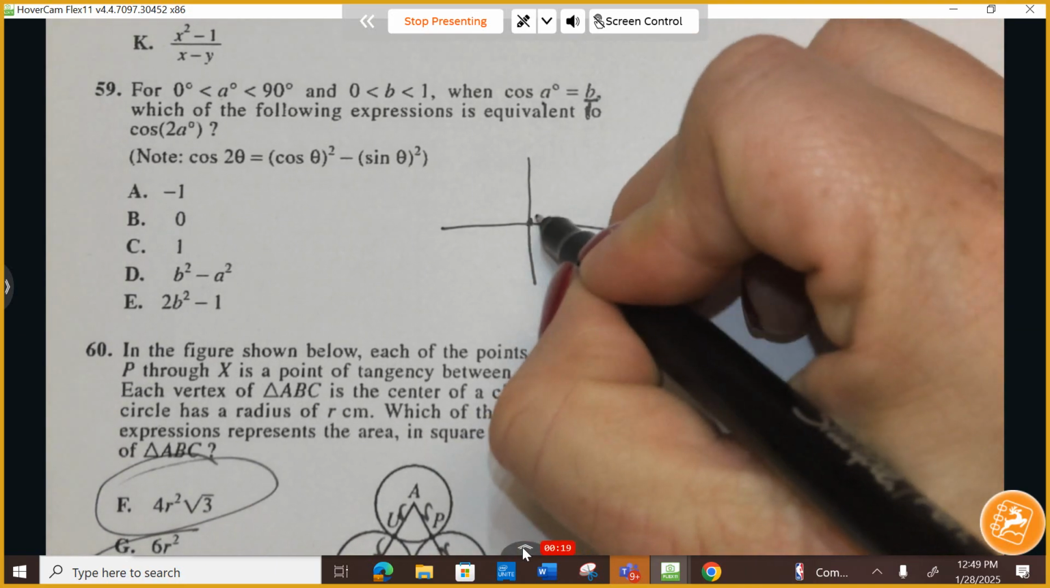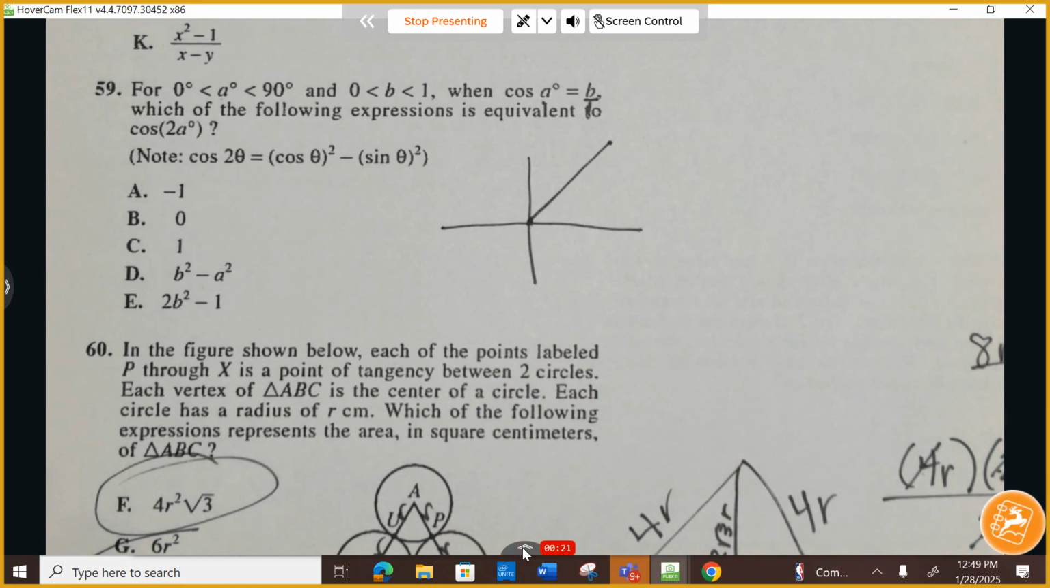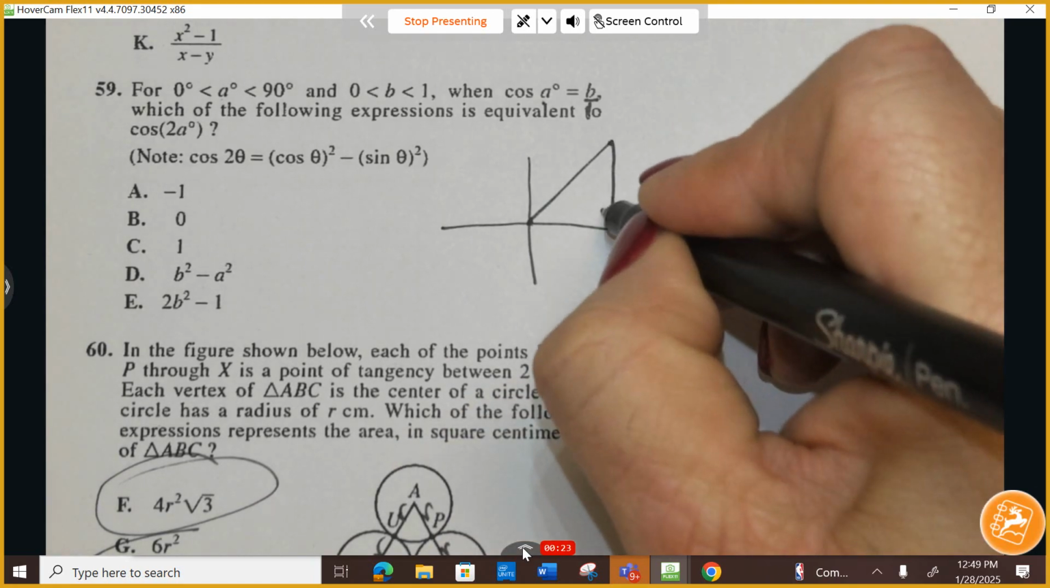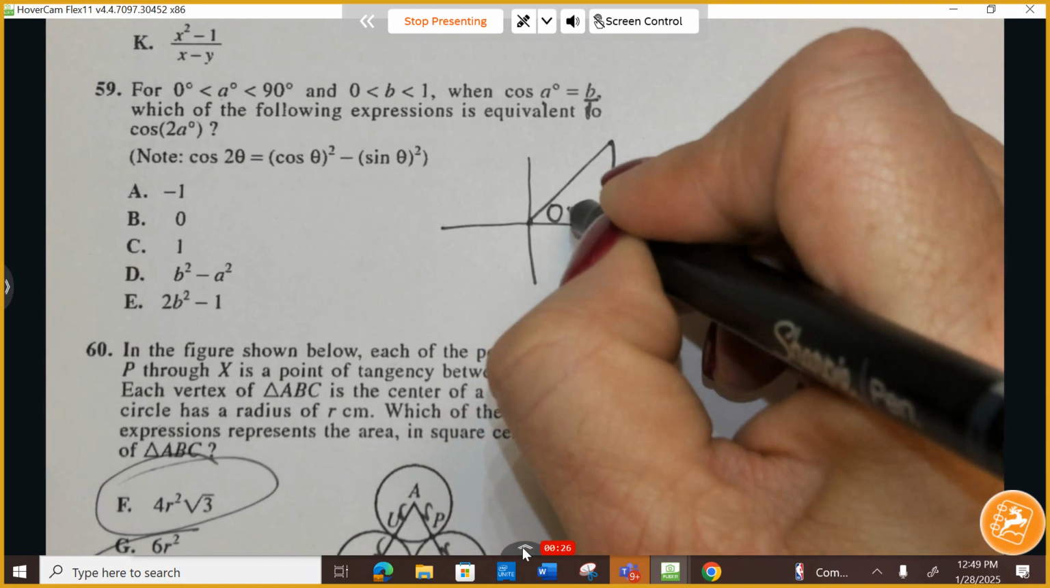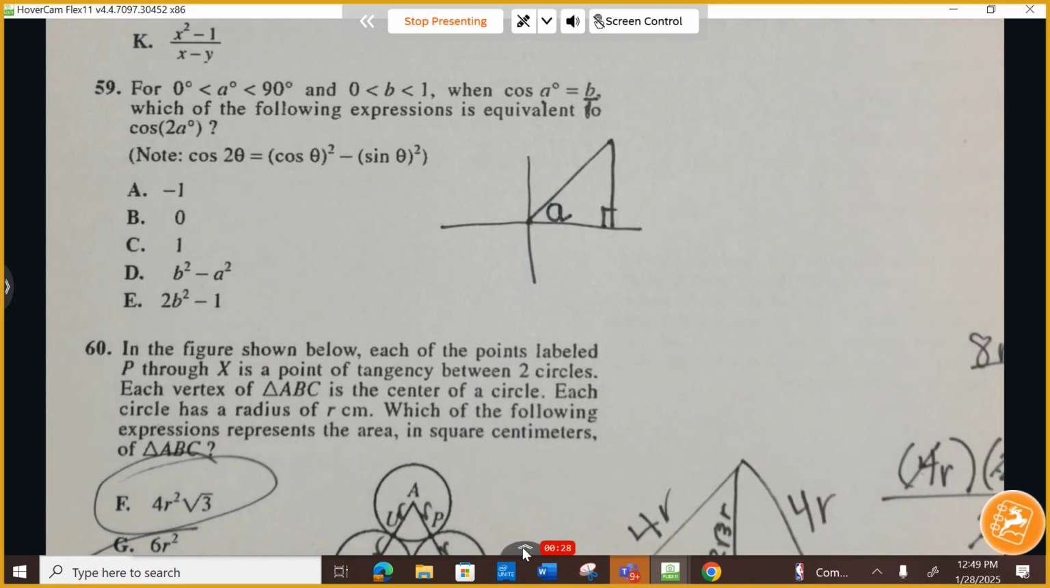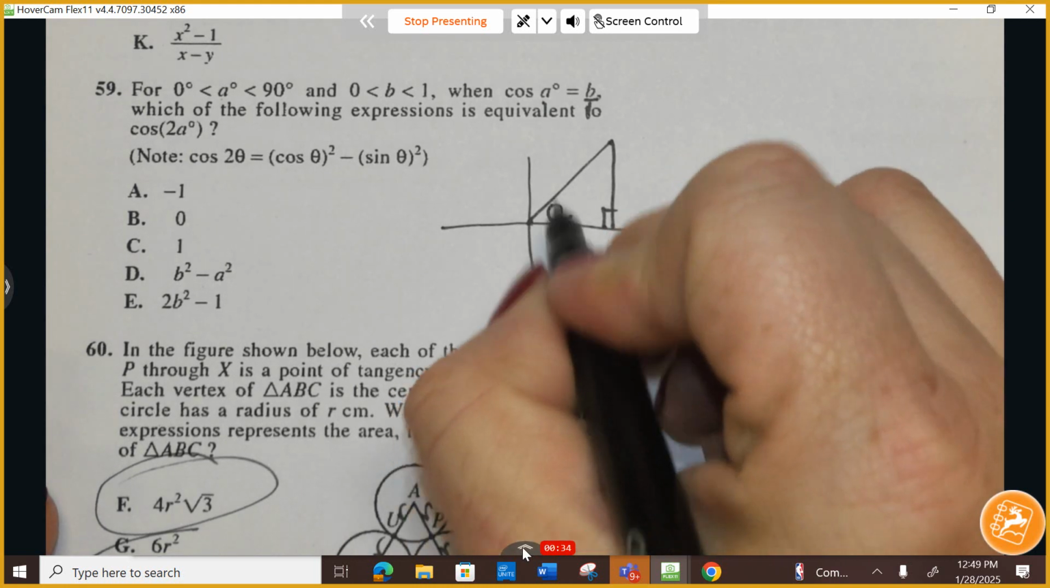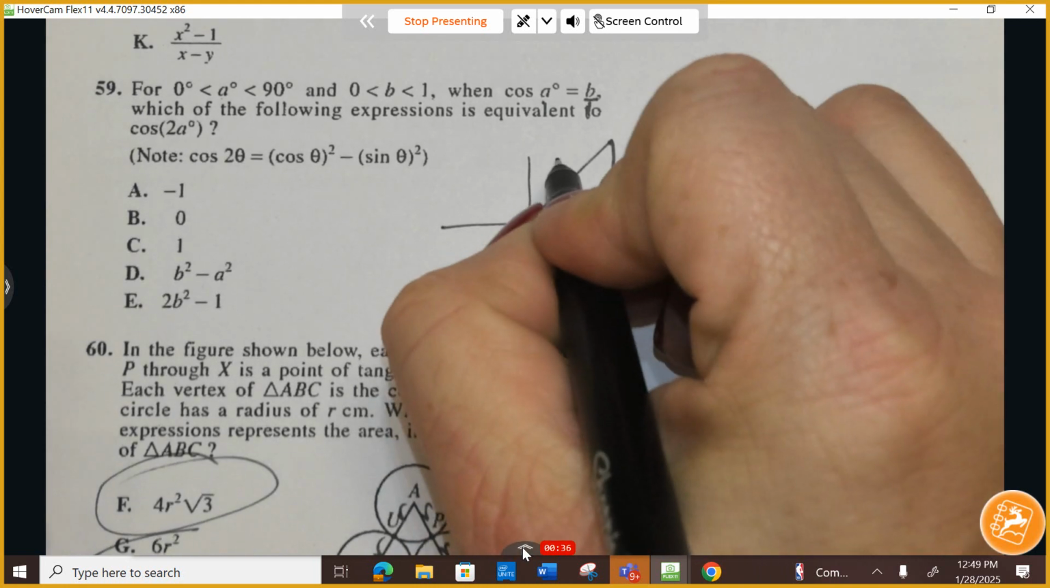So we're going to start here. We're going to go straight out. We know it's in quadrant 1. And then we're going to come straight back down. So here is my angle, and this is angle A. Now, angle A is going to be the cosine. It's going to be adjacent over hypotenuse, so B over 1.